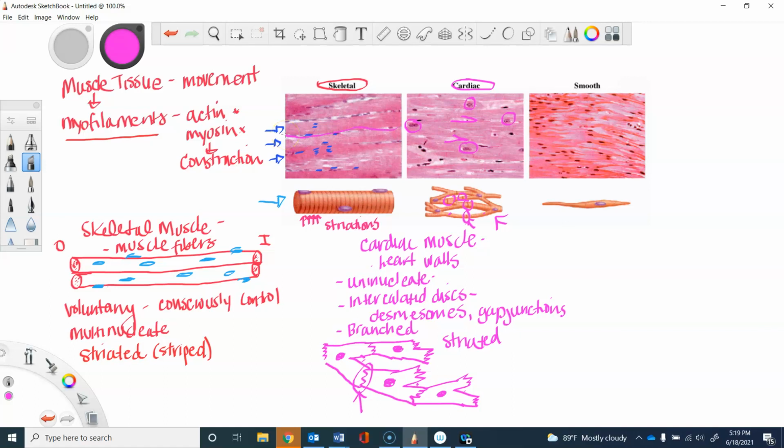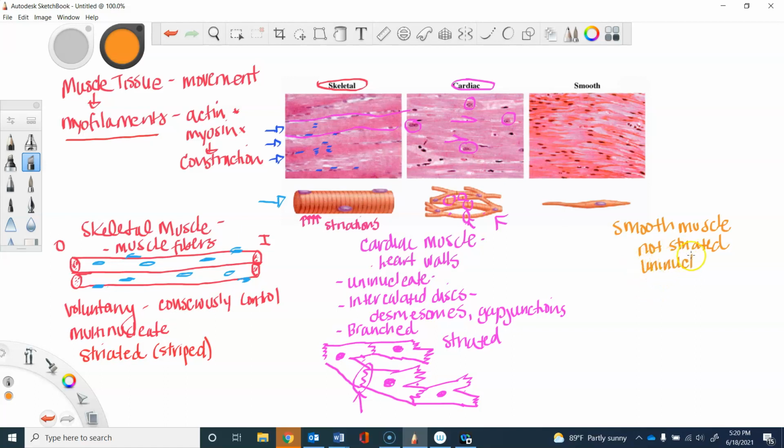All right, these cells do not branch. Okay, the last type of muscle tissue is called smooth muscle. Smooth muscle is not striated, but it does have myofilaments. They're just not arranged like they are in skeletal muscle and cardiac muscle.